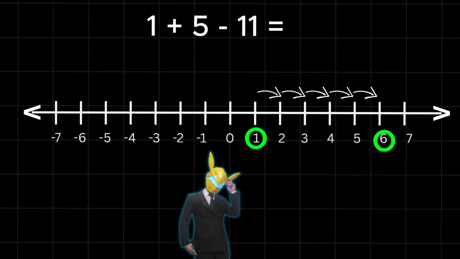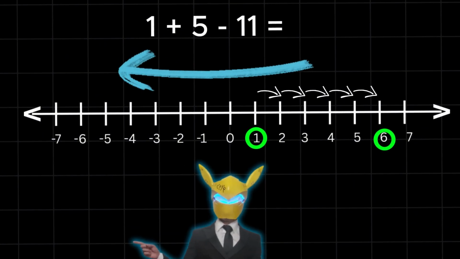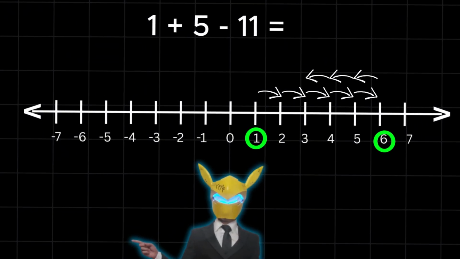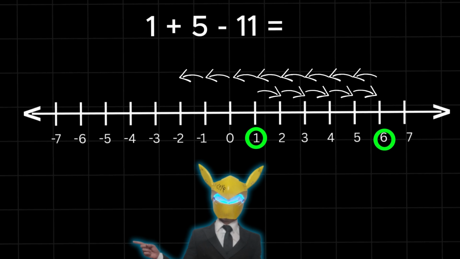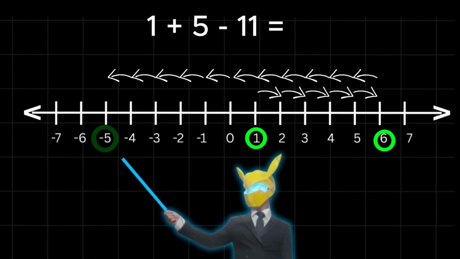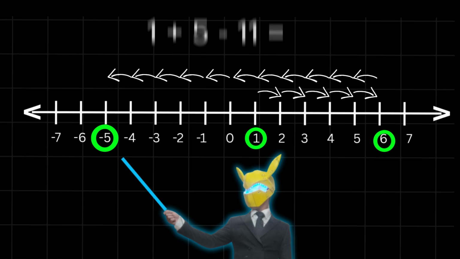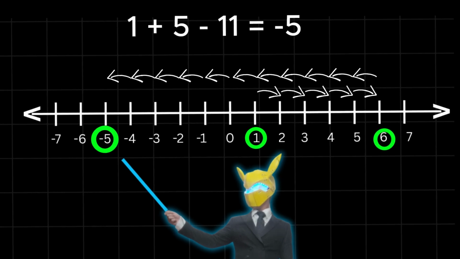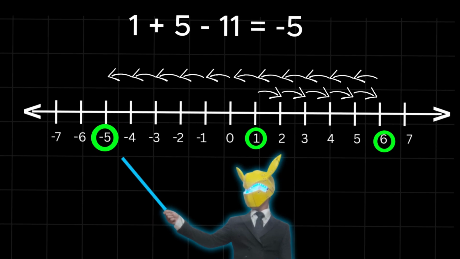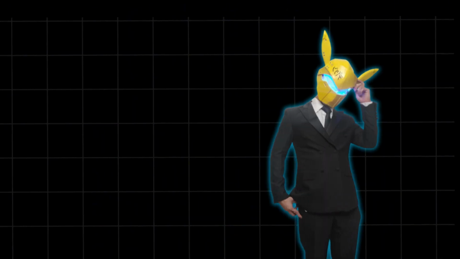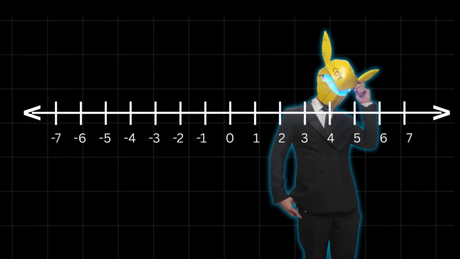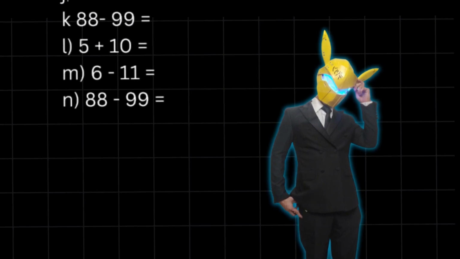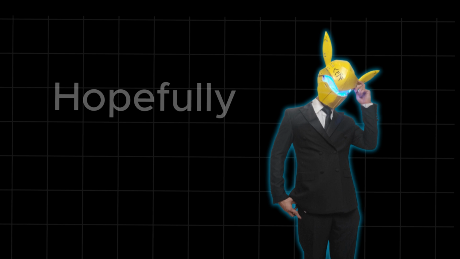Next we have minus 11. So 11 steps to the left. 1, 2, 3, 4, 5, 6, 7, 8, 9, 10, 11. And we land on minus 5. So 1 plus 5 minus 11 equals minus 5. The better you get at this, the less you will have to rely on the number line, and soon you can do multiple sums in hopefully under a minute.